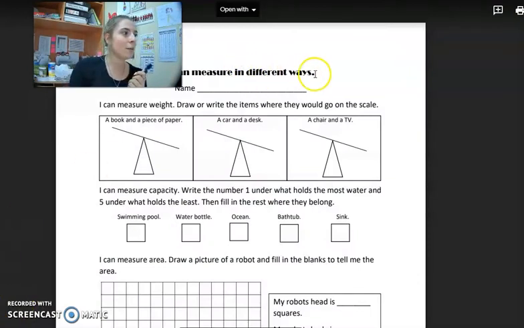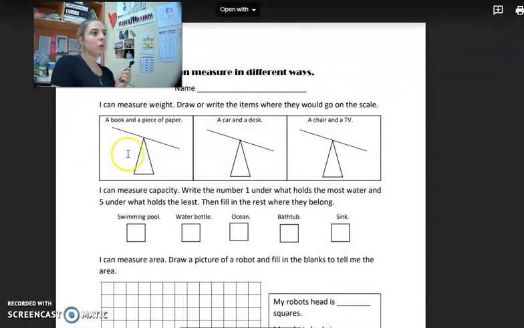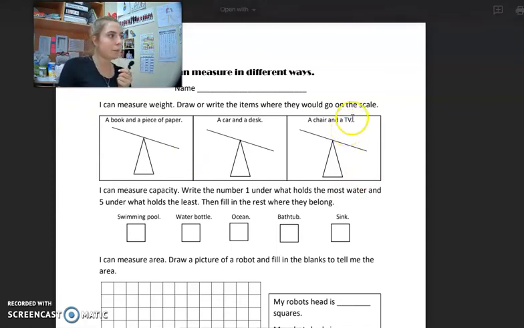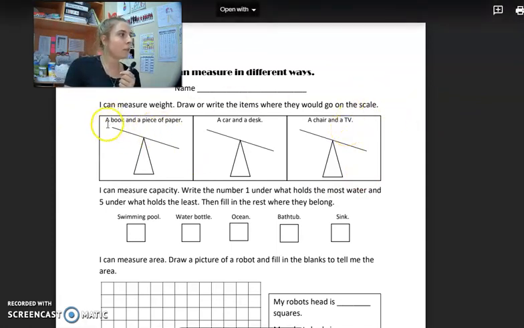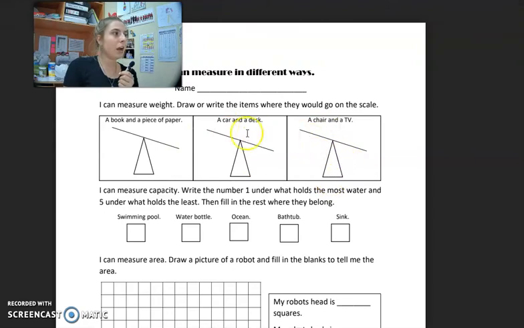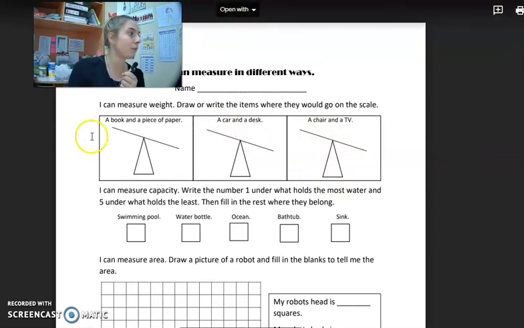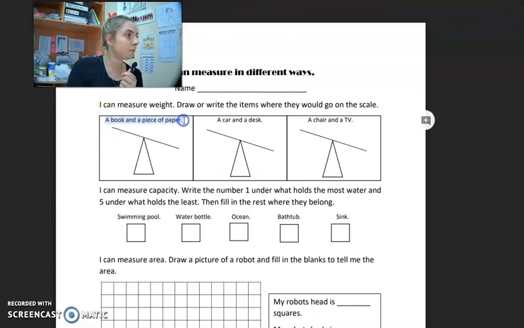It says, I can measure in different ways. The first way you're going to show me you know how to measure is by measuring weight. So we have 3 scales here, and you have to draw where the items would go on this scale. So for the first one, they say a book and a piece of paper.